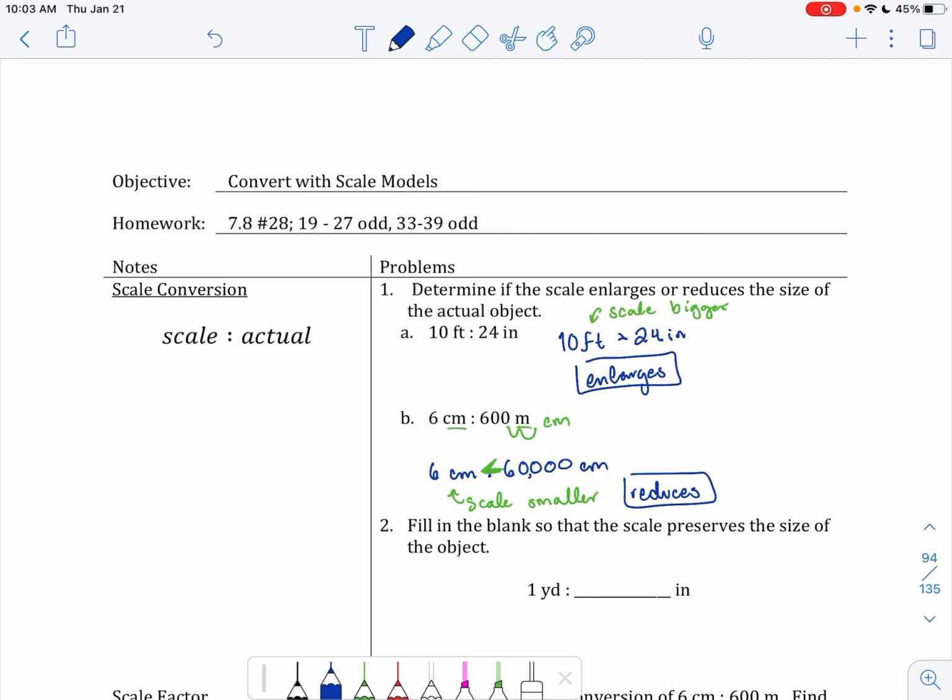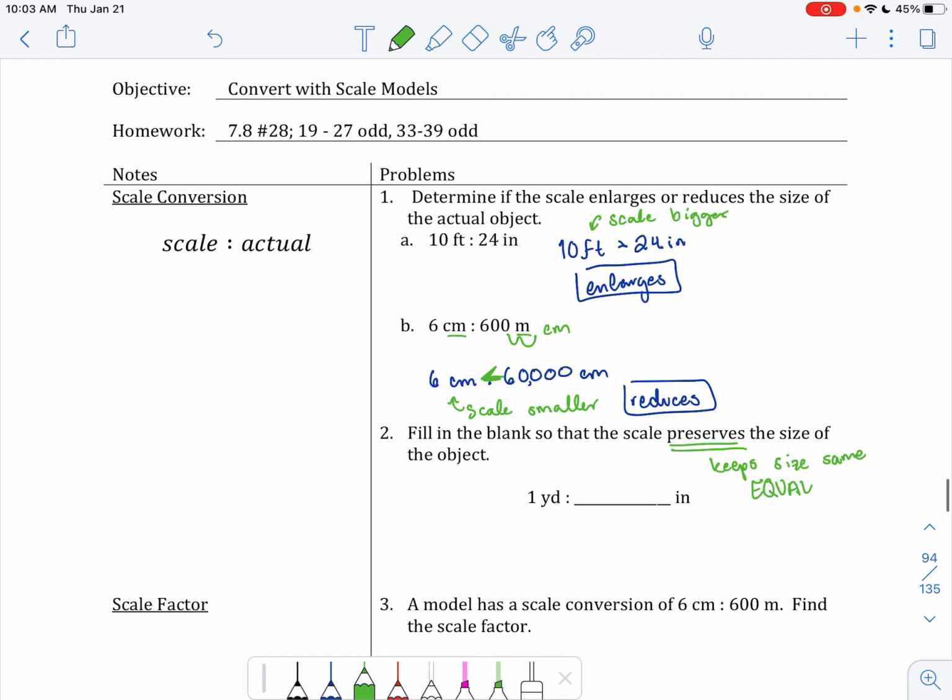For number 2, fill in the blank so that the scale preserves the size of the object. When it says the scale preserves the size of the object, that means it keeps the size the same. So we want the scale factor to be equal. And this just means that it's a life-size drawing of something. So in this case, we have 1 yard is equal to blank inches. So we can just use our conversion here. Some of you might do this in your head. Some of you might want to do this on paper. I will do it written out so that we can practice.